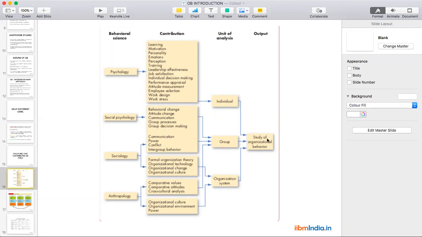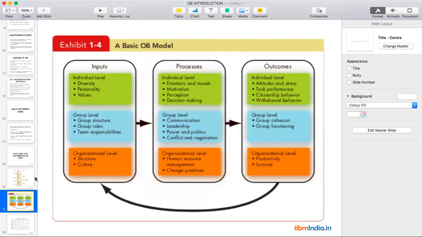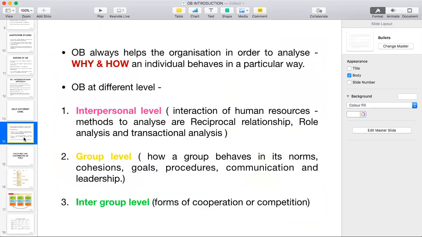So let's start with the next part, that is your OB model. Now I'll discuss the basic OB model right now, and after that I'll go through some advanced models. The basic OB model consists of three major dimensions. The first part is the inputs. Inputs may be at three different levels: the individual level, group level, and organization level.